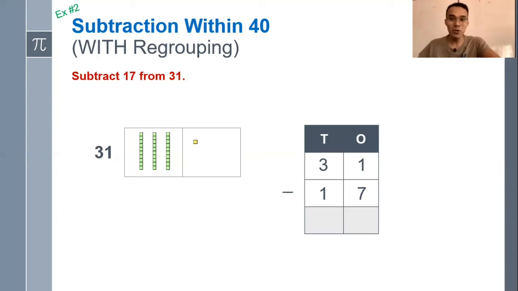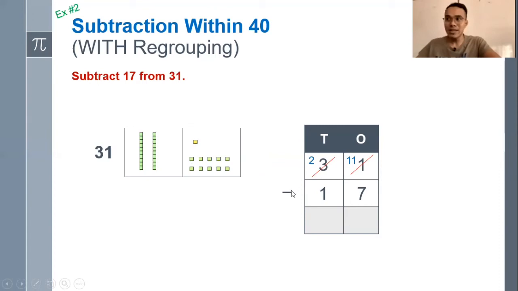So what do we do? We are going to go to the neighbor and let's try to regroup 1 ten. Look at this. 1 ten is 10 ones. Did you get that? After doing that, 3 tens becomes 2 tens. 1 one becomes 11 ones. We now have 11 ones. We now have enough ones.